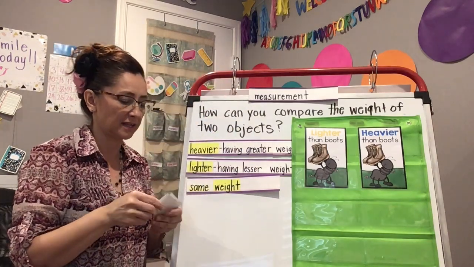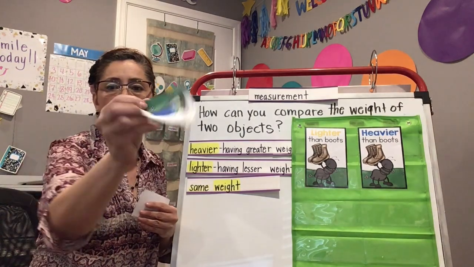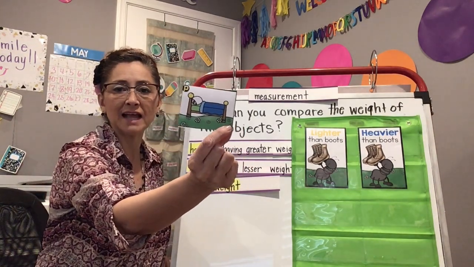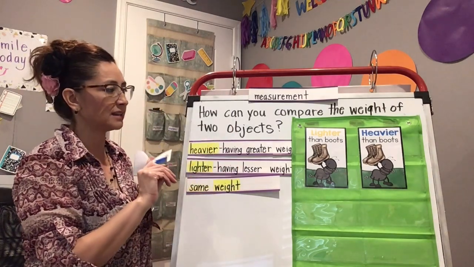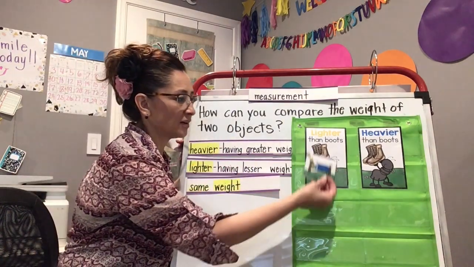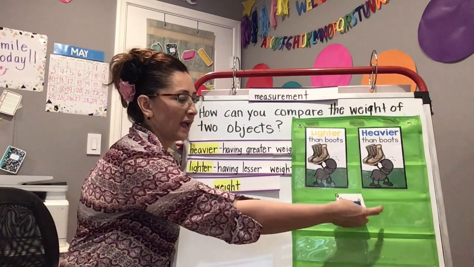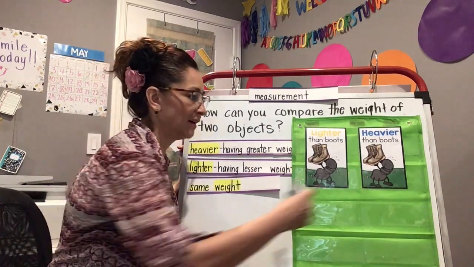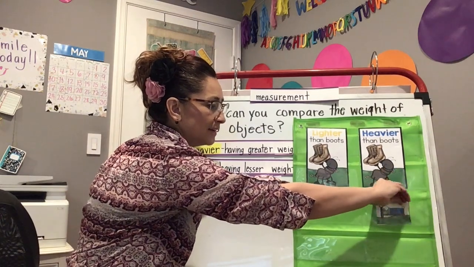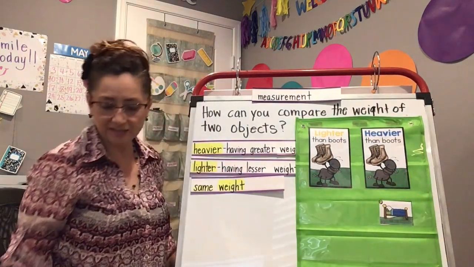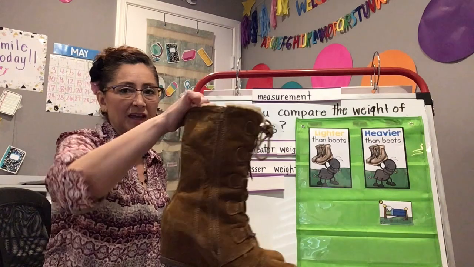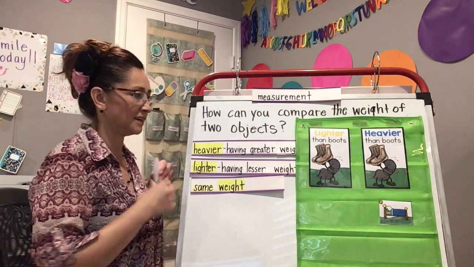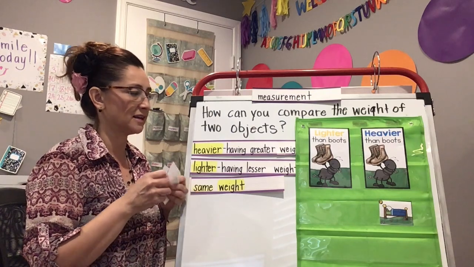So let's take a look at our first picture. Do you see my first picture here? What is this first picture? That's right, that's a bed. So do you think the bed is lighter than my boots or heavier than my boots? That's right, heavier. How do you know? That's right, because I can carry the boots and I probably can't carry the bed. Very good.